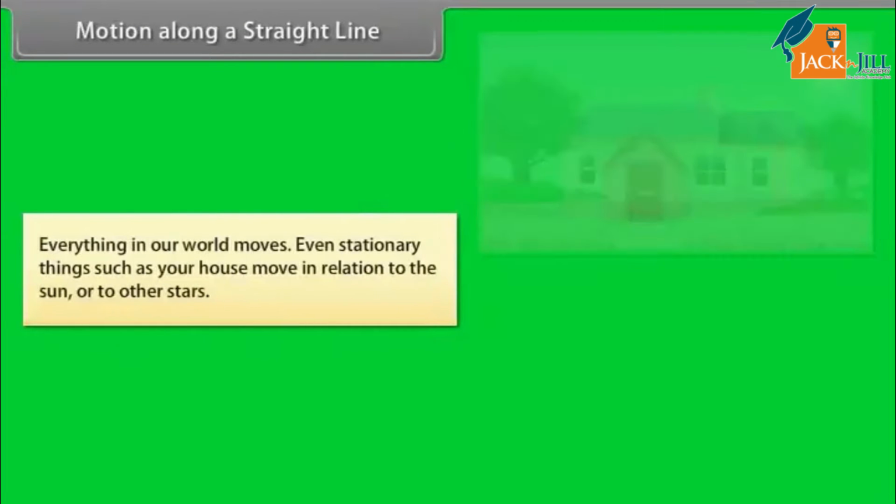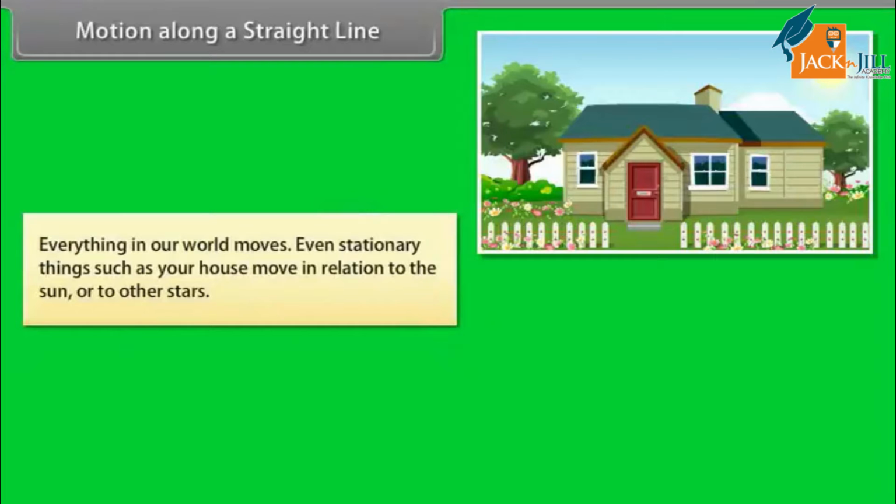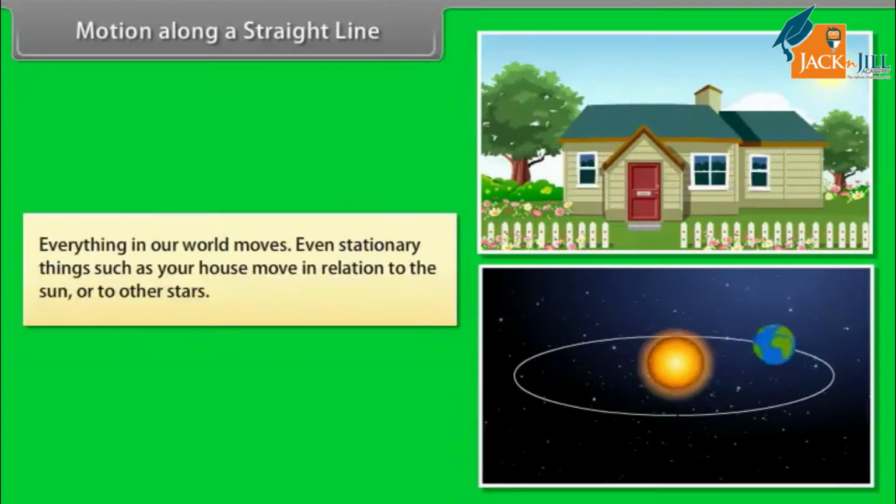Motion along a straight line. Everything in our world moves. Even stationary things such as your house move in relation to the sun or to the other stars.